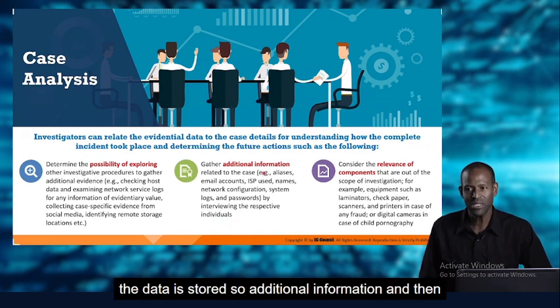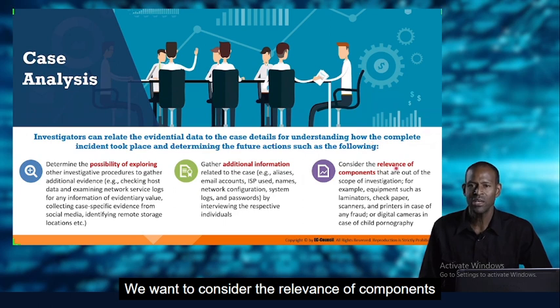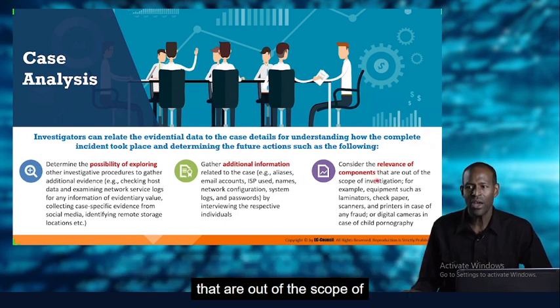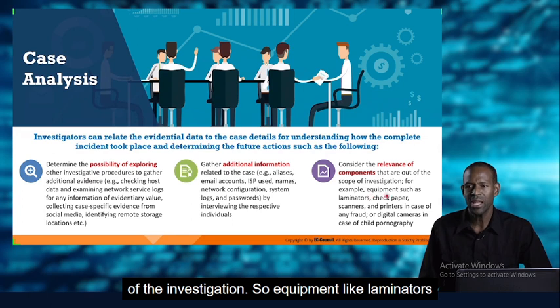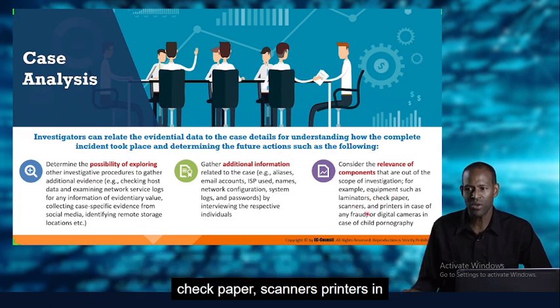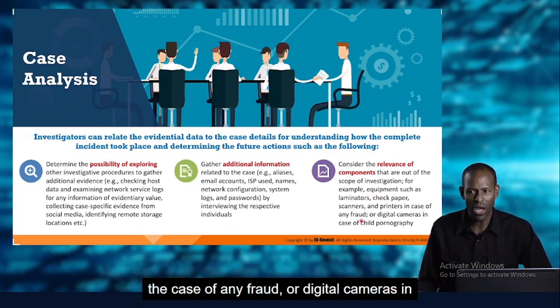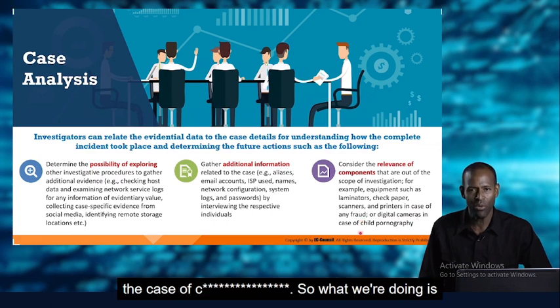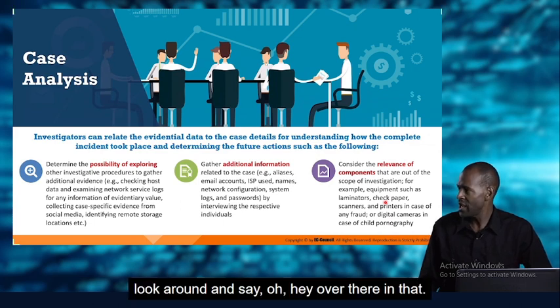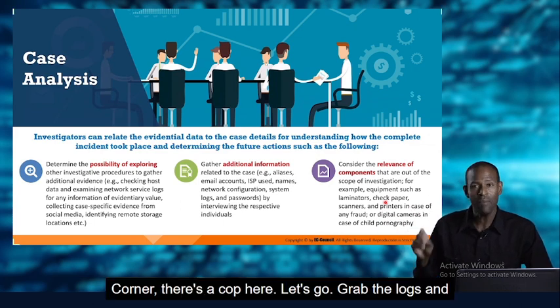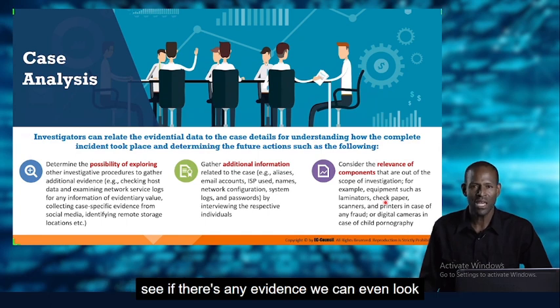So additional information. And then we want to consider the relevance of components that are out of the scope of the investigation. So there may be components that are not part of the investigation. So equipment like laminators, check paper, scanners, printers in the case of any fraud, or digital cameras in the case of child pornography. So what we're doing is we look at the equipment on the laptop or the desktop itself, but then we look around and say, oh, hey, over there in that corner, there's a copier. Let's go grab the logs and see if there's any evidence.